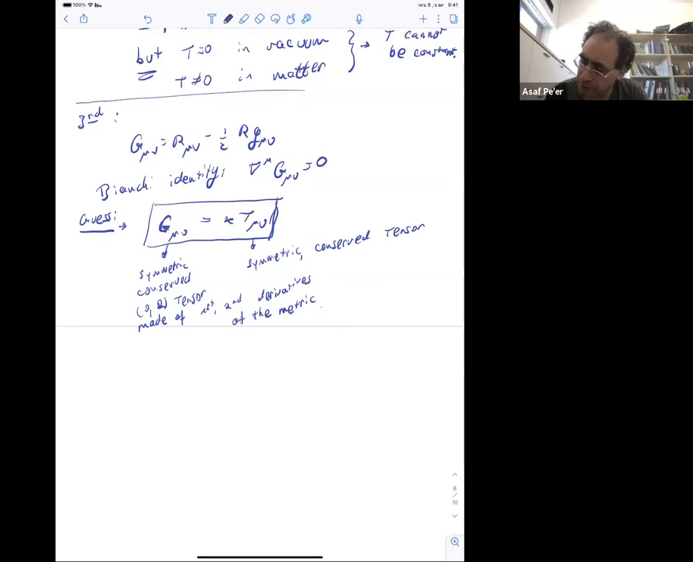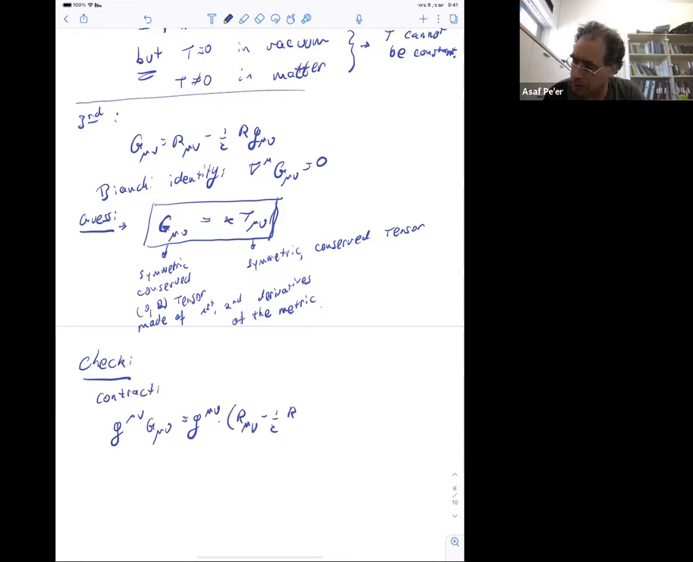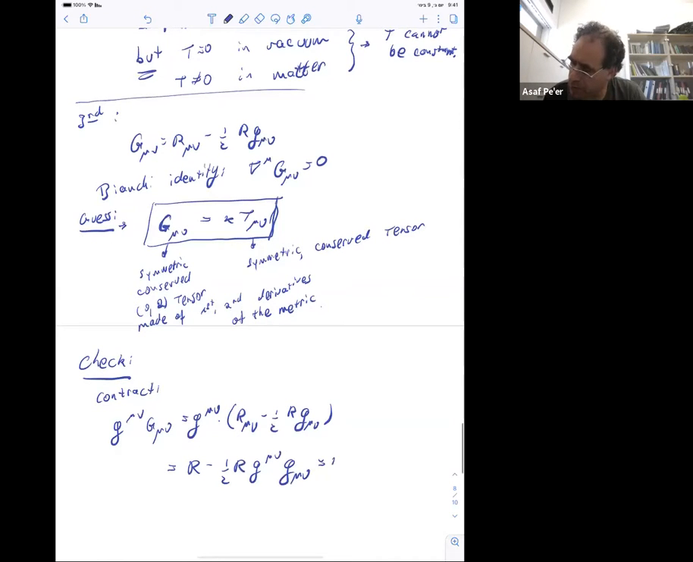Let's do contraction. So check, prove. So contract G mu nu with G mu nu: G mu nu times R mu nu minus 1/2 R G mu nu. This is just R minus 1/2 R G mu nu equal to kappa T, right? We call the contraction of T mu nu, T.